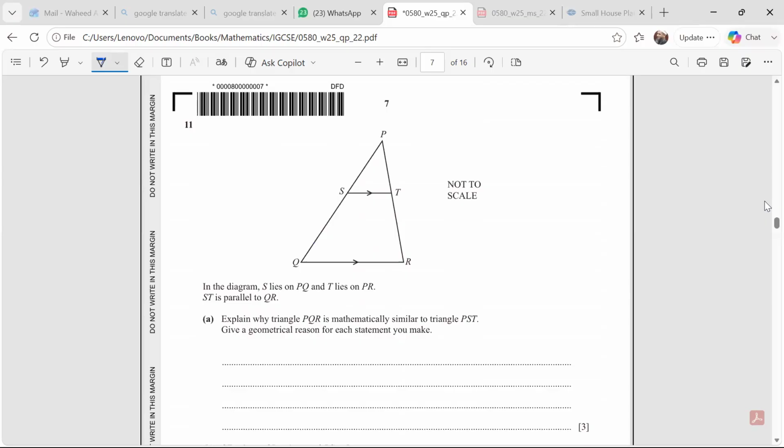Okay, question number 11. This is interesting. So line ST and line QR are parallel, right? And PQR is a triangle. Explain why triangle PQR is mathematically similar to triangle PST. So PST is the smaller triangle and PQR is the bigger triangle, and they are similar to each other. Similar means that all three angles of one triangle are equal to the three angles of the other triangle. Then the triangles are considered to be similar, right?